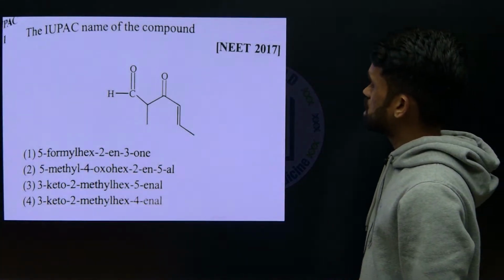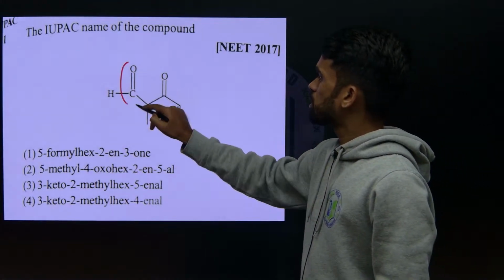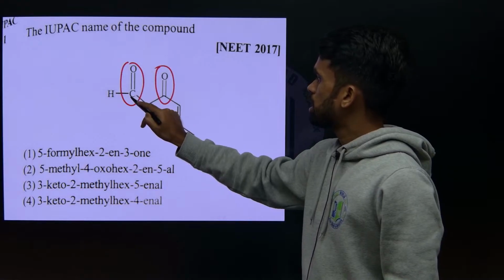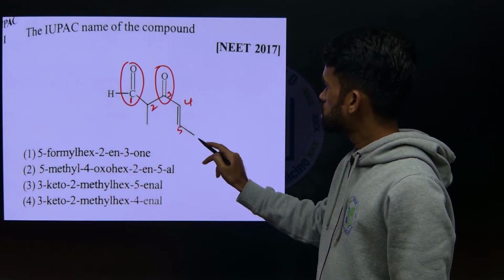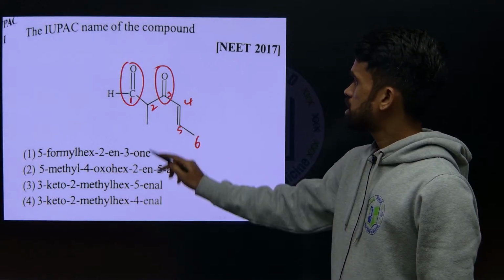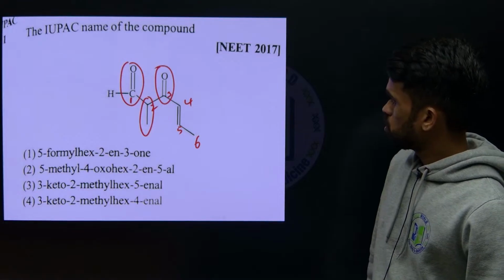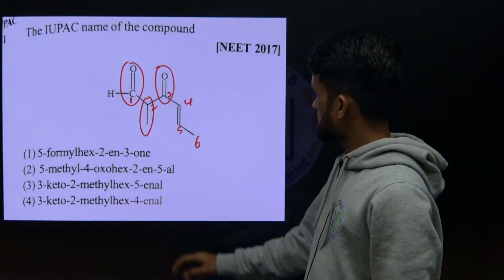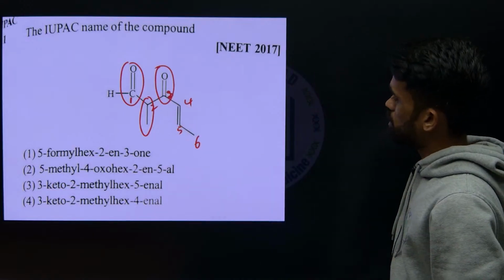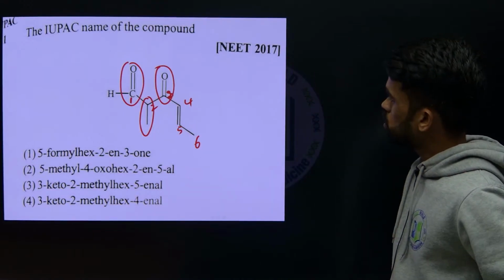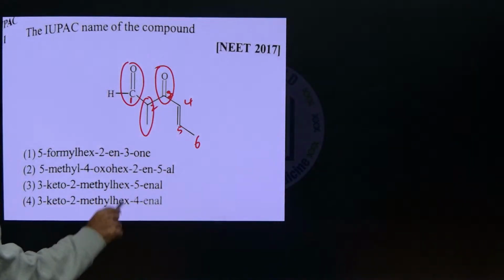What is the IUPAC name for this? Again, from where should you start numbering? See, aldehyde has more priority than ketone. So the aldehyde should be 1, 2, 3, 4, 5, 6. Over the next sixth position, at the second position we have methyl. And at the 3 position we have oxo or keto. Is oxo mentioned anywhere? No, it is mentioned as keto.